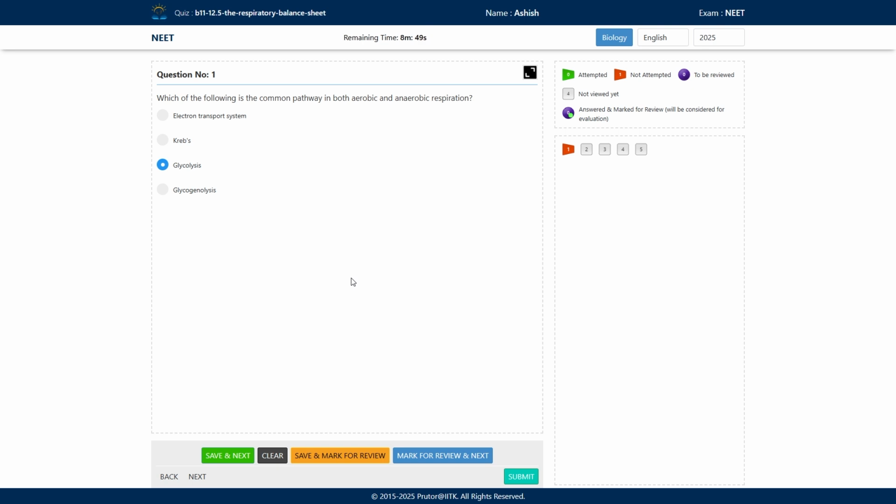In case of anaerobic respiration, there is either alcoholic fermentation or lactic acid fermentation, which converts the pyruvate to ethanol, carbon dioxide, or lactic acid. And in case of aerobic respiration, we know there is presence of oxygen. So there is then complete oxidation of that glucose to produce water, carbon dioxide, and ATP.